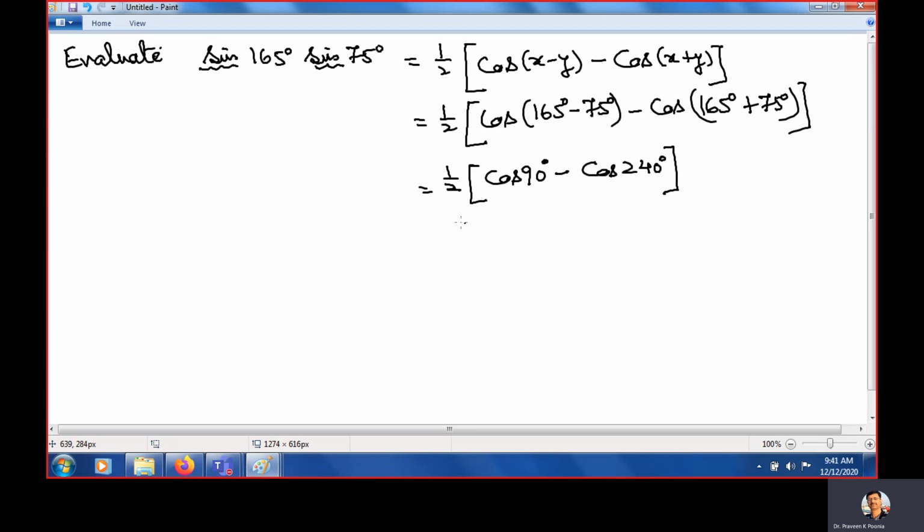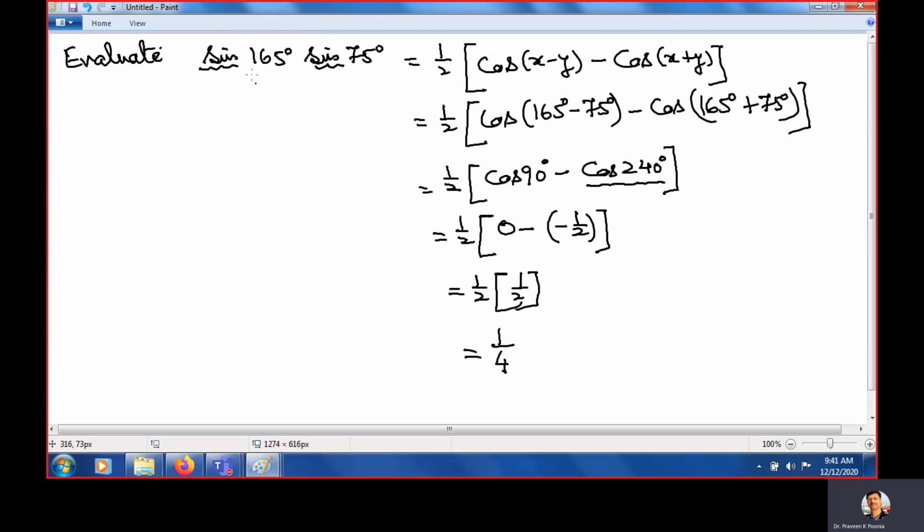Clear? So it is 1 upon 2, cos 90 is 0, minus the value of cos 240 degree, which is minus 0.5. Minus 0.5 means minus 1 upon 2. So 1 upon 2 times negative negative, positive, it is 1 upon 2. So the answer is 1 upon 4. So what you need to do here is check whether it is sine sine, cos cos, or sine cos.